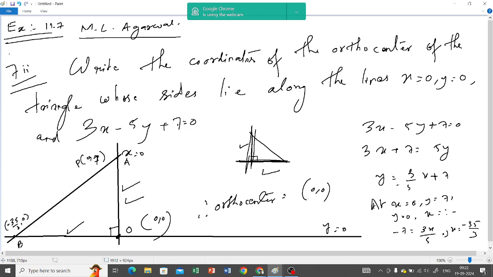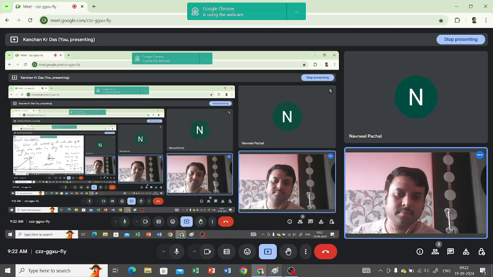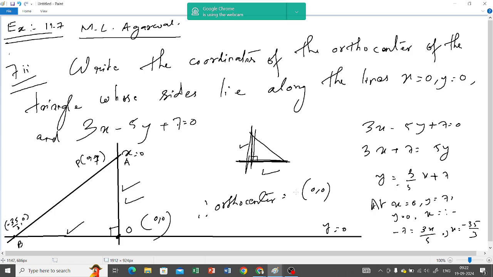Right. Okay, so remember this thing, that whenever you have a triangle like this, whose one side lies along x equals to 0, another side lies along y equals to 0, then the orthocenter will always be 0 comma 0. Nothing to calculate.